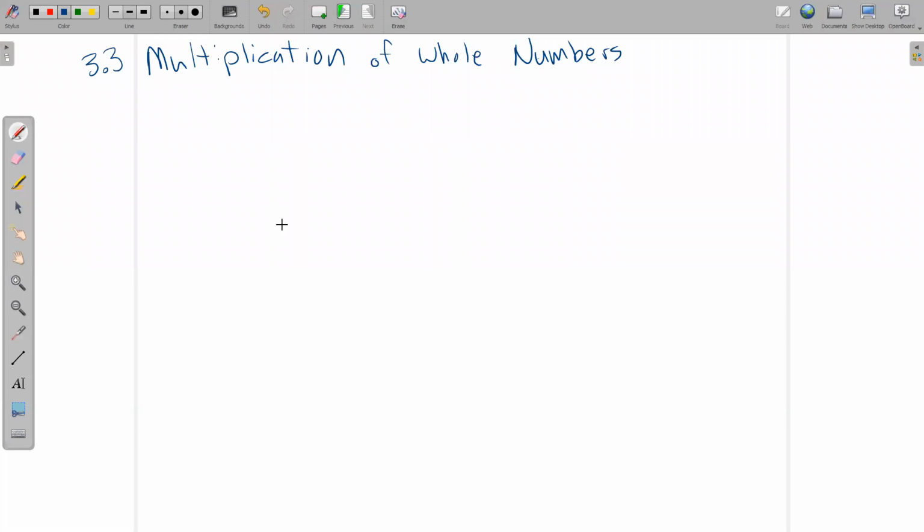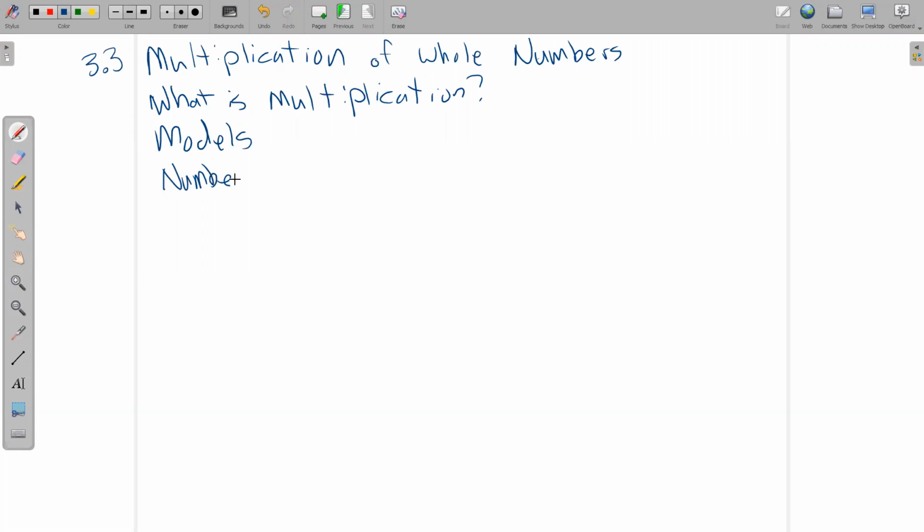All right, so multiplication of whole numbers. The main things we have to talk about here is what is multiplication? Models for multiplication. Some number properties. We've talked about these before, like commutative and associative.